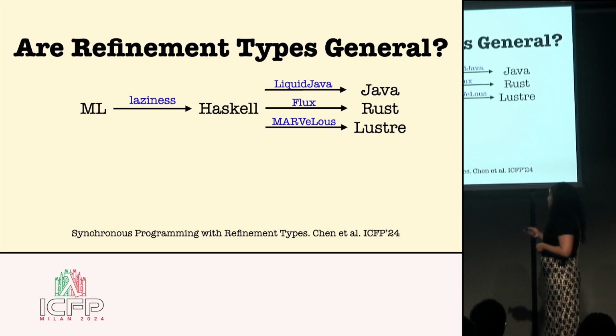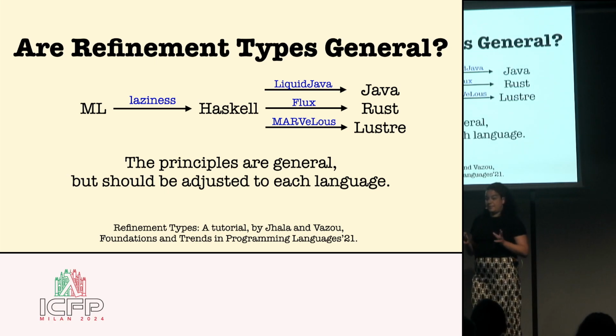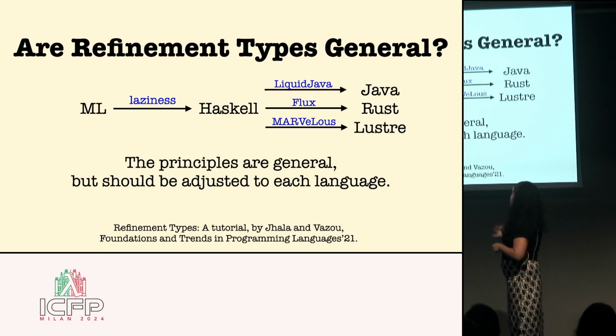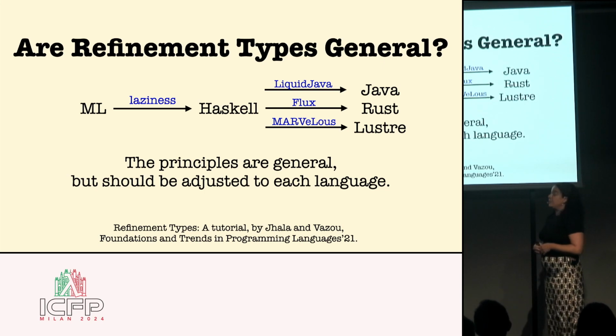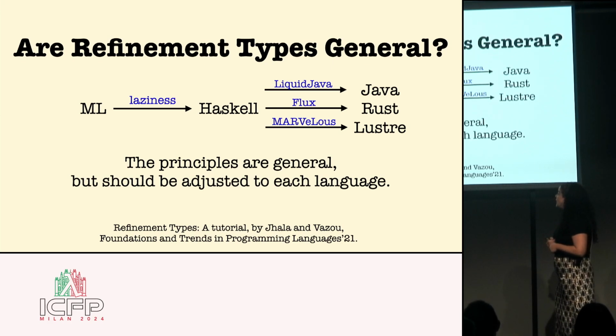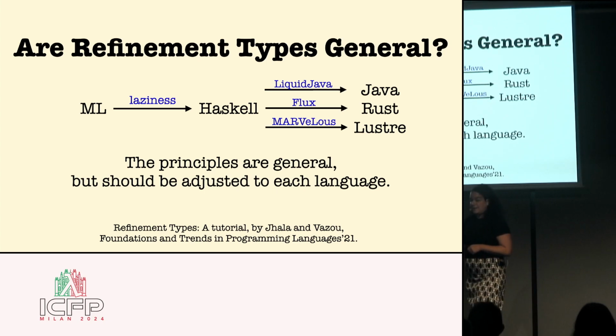And what is more exciting is that the general principles of refinement types, when it comes to the core calculus of each of these programming languages, are the same. They are the same ones that were used in liquid types, in hybrid types, in Liquid Haskell too. And we wrote a tutorial of refinement types with Ranjit that describes exactly that.